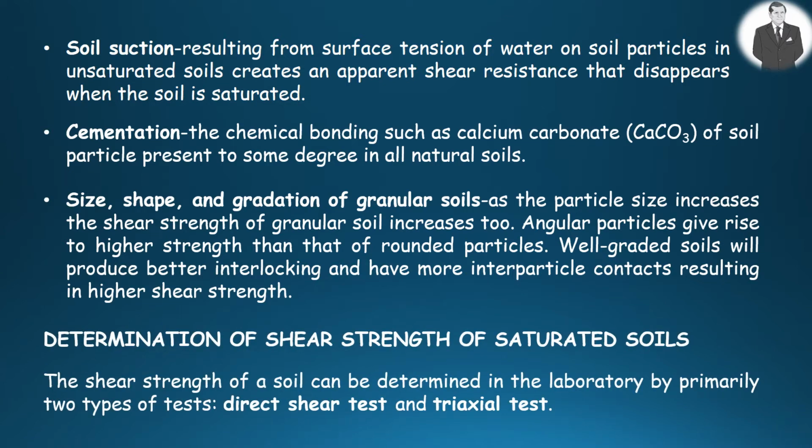The shear strength of a soil can be determined either in the laboratory or in the field. Two types of test, namely the direct shear test and the triaxial compression test, are primarily used in the laboratory.